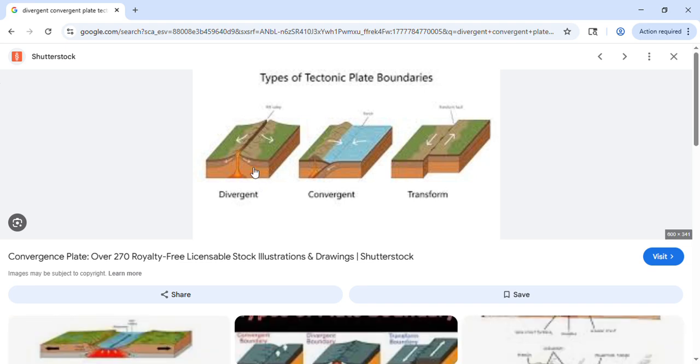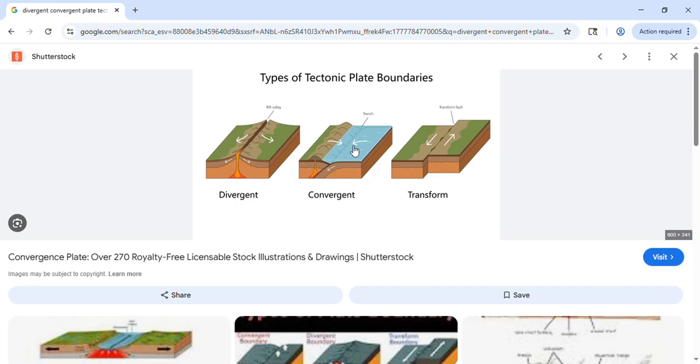So this is the divergent plate boundary. Here, plates pull away from each other. As they separate, magma rises from the mantle to create new crust. The best example is the mid-Atlantic ridge.